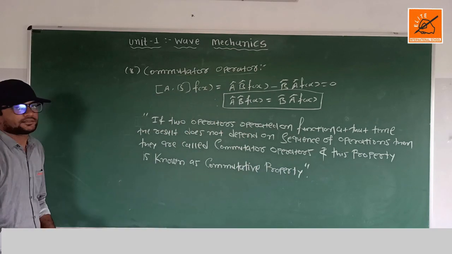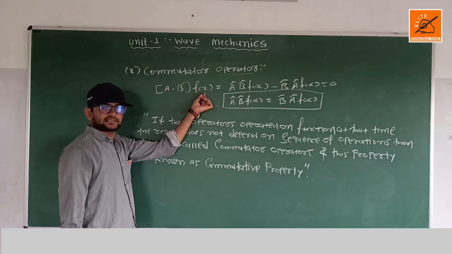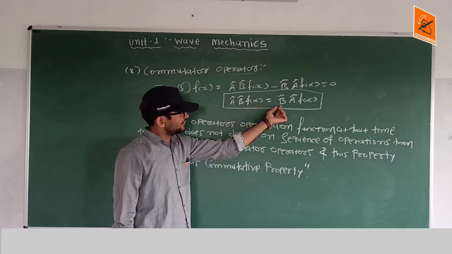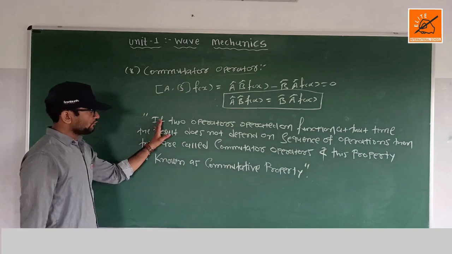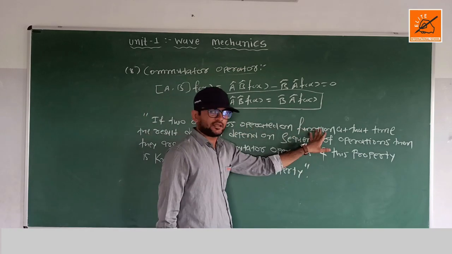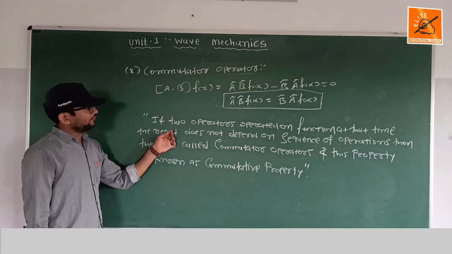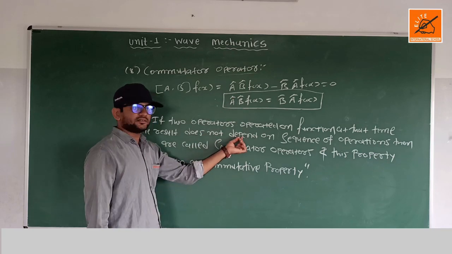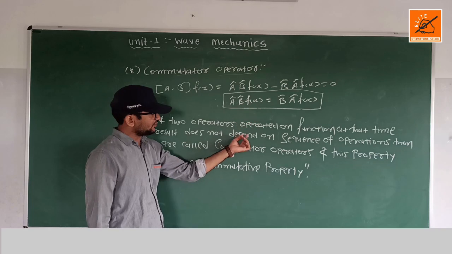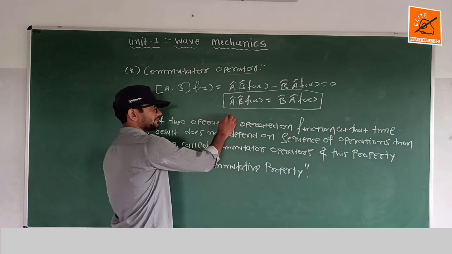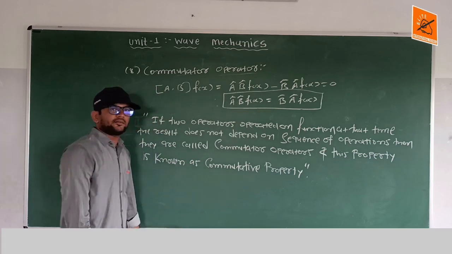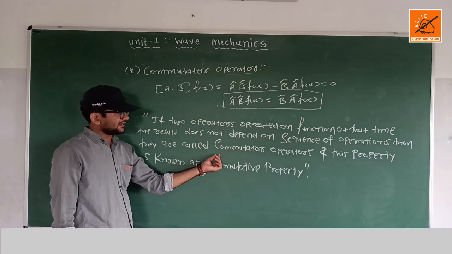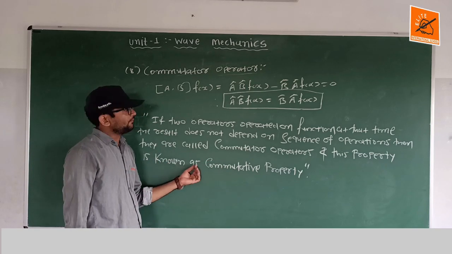So in this case, two operators operated on function f(x) give a similar result: a cap b cap f(x) is equal to b cap a cap f(x). It means if two operators operate on a function, the result of any mathematical procedure does not depend on the sequence of operation. Both give a similar result. Then they are called commutator operators, and this property is known as the commutative property.